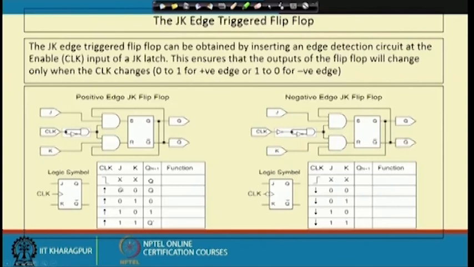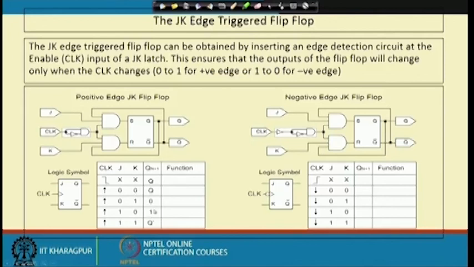So, if it is a falling edge, or a high level or low level of the clock signal, irrespective of the values of j and k, this q will maintain its previous value. Whereas, if there is a rising edge like this, then depending upon the value of j and k, the q value will change. So, it will become equal to 0 or 1, or either it will maintain its previous value or it will be toggling.